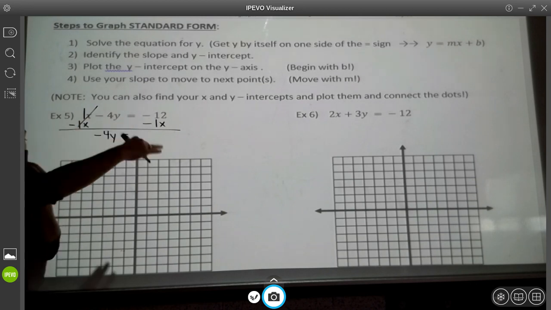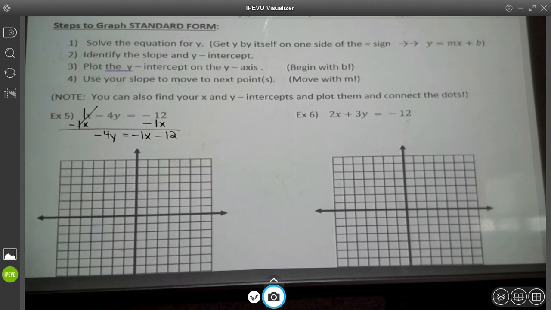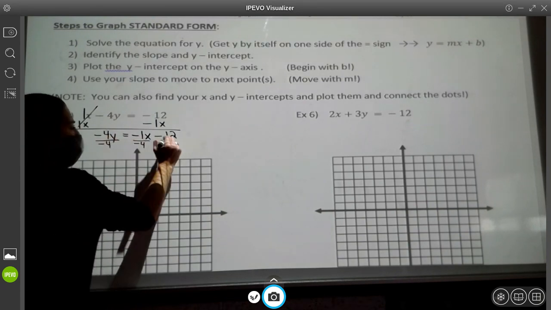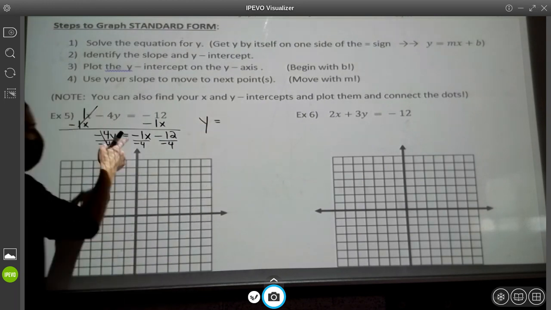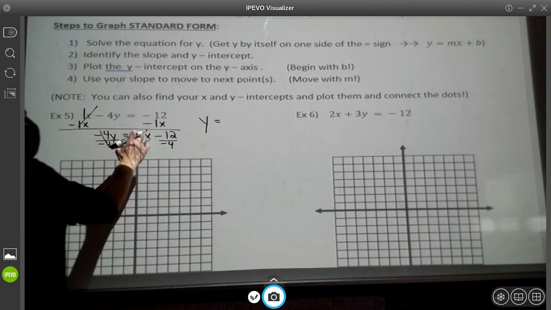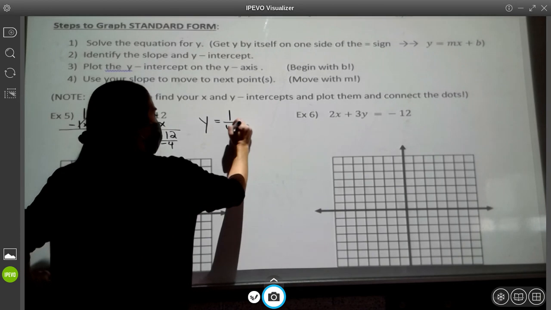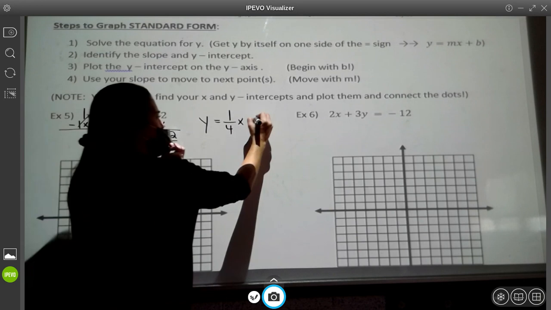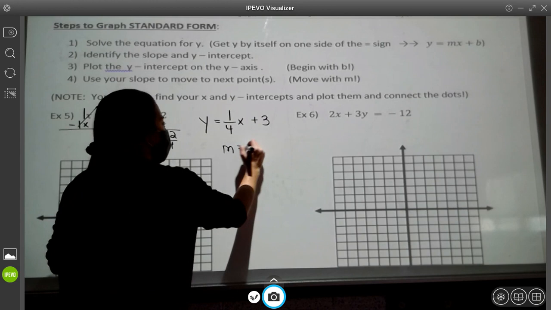And then the only thing you have left to do to get y by itself is divide everything by -4. So divide this by -4, this by -4, and this by -4. And that leaves you with y equals, a negative over a negative is now positive. 1 does not divide by 4, and it doesn't reduce. So it'll just be positive 1 over 4 times x. And then -12 divided by -4 is positive 3. And now we're back in business, guys. My slope is 1/4. My y-intercept is 3. So you guys graph it and get me that line.